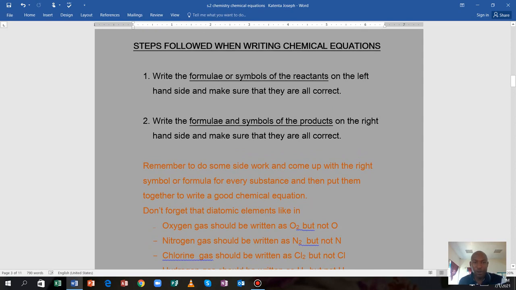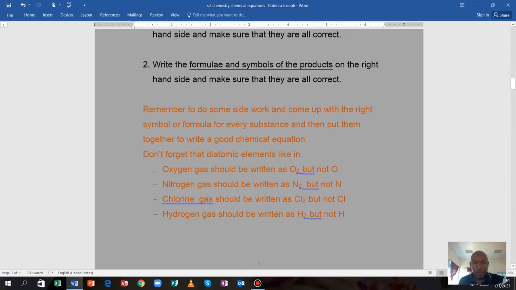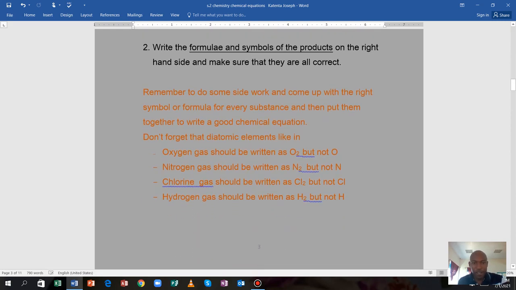Here are the steps you will follow when you are writing chemical equations. Step 1. Write the formulae, all the symbols of the reactants on the left-hand side, and make sure that they are all correct. Step 2. Write the formulae and symbols of the products on the right-hand side and make sure that they are all written correctly. Don't forget to do some side work if you are to write the formulae of the products or some of the reactants. The side work will help you write correct formulae before you put them in your equation.